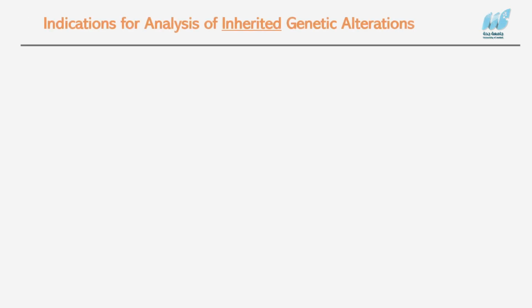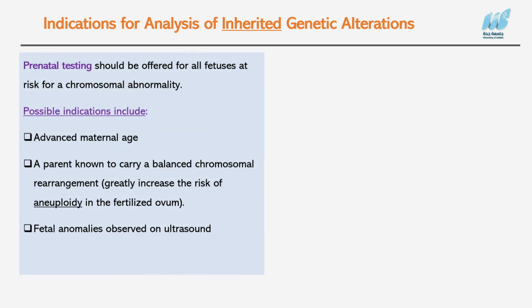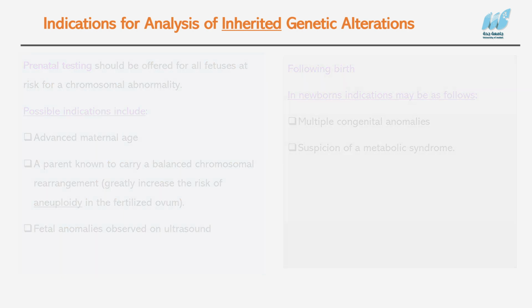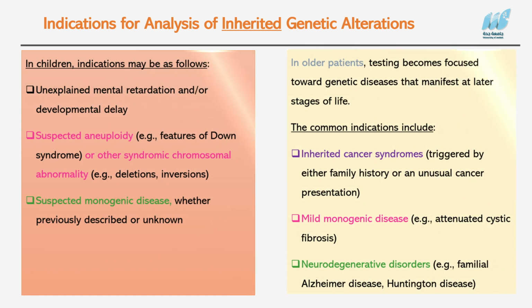There are indications for analysis of genetic alteration. There is a prenatal test which is done for fetuses during pregnancy. It depends on whether the maternal age is advanced, or if one of the parents carries a balanced chromosomal rearrangement, or if abnormalities in the fetus are noticed during ultrasound. There are also tests that are done following birth. For example, if a malformation is identified in a newborn, or if there is a newborn screening test for metabolic disorders after birth.